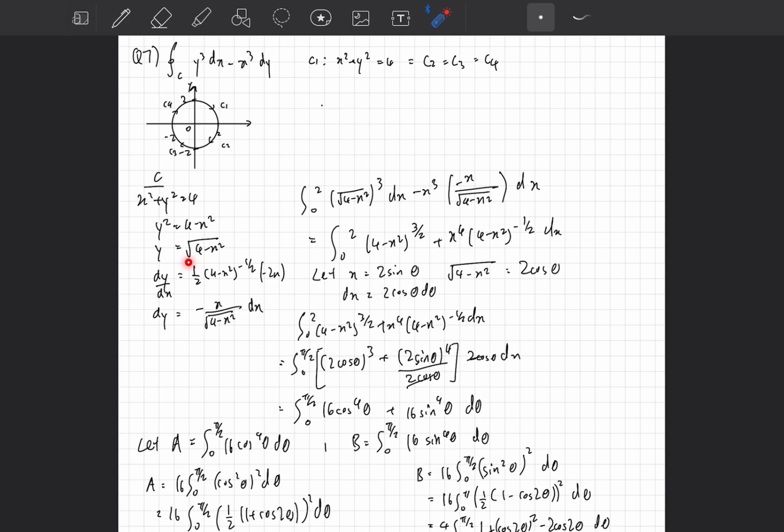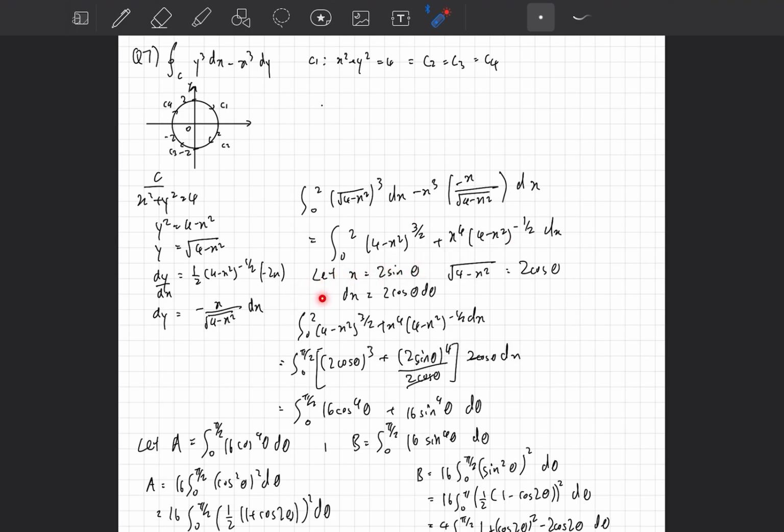y will be the square root of 4 minus x squared. The dy/dx will be 1 over 2, (4 minus x squared) power negative 1 over 2, with negative 2x. So dy will be negative x over the square root of 4 minus x squared dx. Then substitute that into the equation here, and we will get the integral from 0 to 2 of the square root of 4 minus x squared, with power 3, dx minus x cubed times negative x over the square root of 4 minus x squared dx.